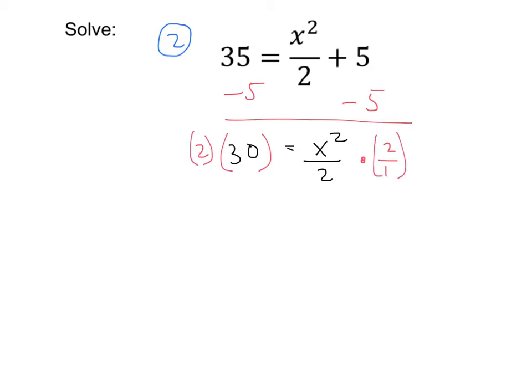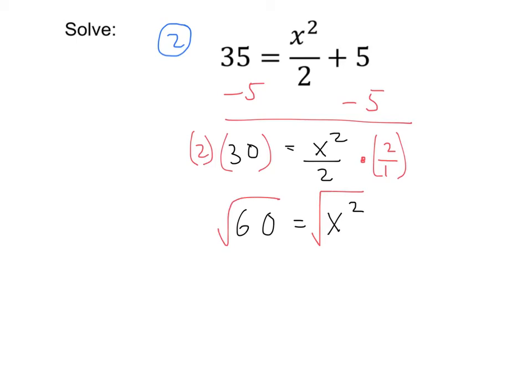Right, the left side would give me 60, and then on the right, I'm going to end up with x squared. Okay. All right, so now what do I do? Right? I have my x squared by itself, so again, I'm going to take the square root of both sides.